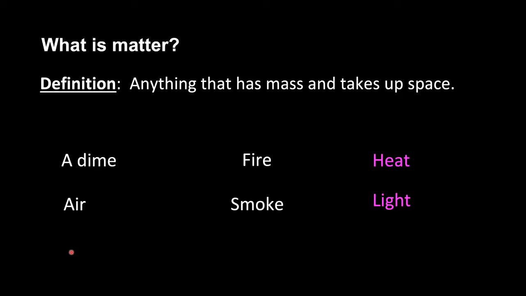In this lesson, we're going to talk about matter. Matter is anything that has mass and takes up space. For example, a dime, which can be made of silver and other metals; air, which is made of nitrogen, oxygen, argon, and carbon dioxide; fire, which is a mixture of different gases; and smoke, a collection of tiny solid, liquid, and gas particles. Heat and light are in a different color because those are considered energy, not matter.